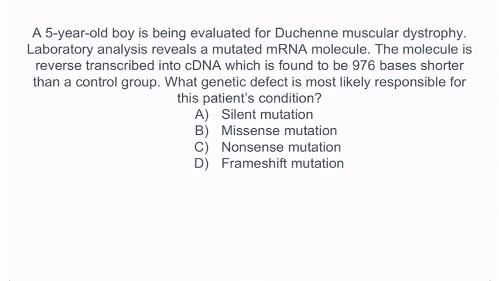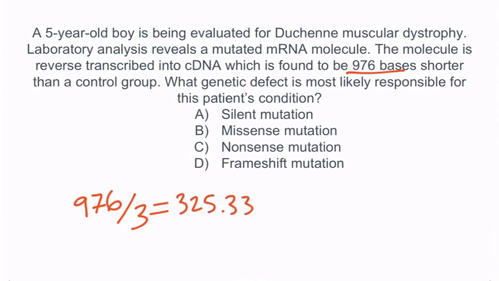From the question stem, we can see that this patient has a segment of cDNA that is 976 bases shorter than normal. In other words, the boy has a 976 base pair deletion. If we take this number and divide it by 3, we can see that it's not divisible by 3. For step 1, you need to know that frameshift mutations are not divisible by 3.